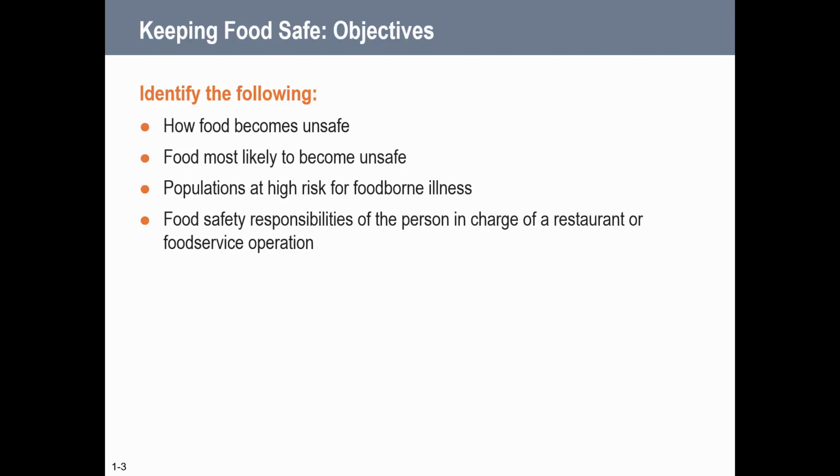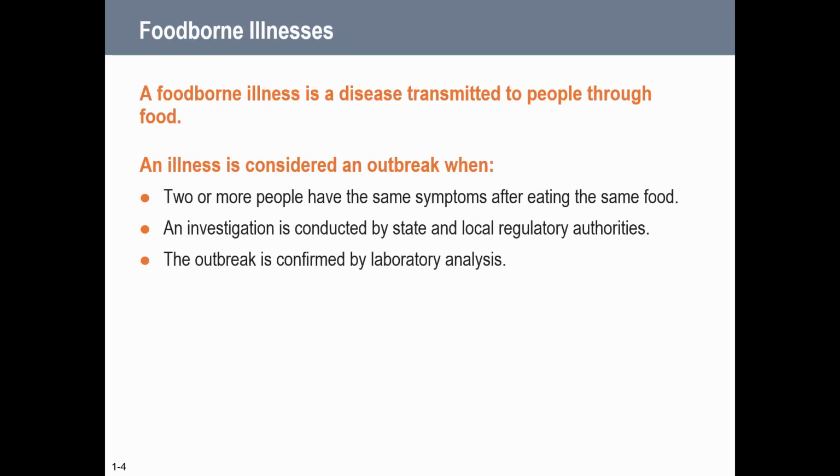as high-risk populations, etc. So a foodborne illness is a disease that's been transmitted to people through food. So technically it can be considered an outbreak when the following things have been met. So 2 or more people have the same symptoms after eating the same food. An investigation is conducted by state and local authorities, and the outbreak is confirmed by lab analysis.